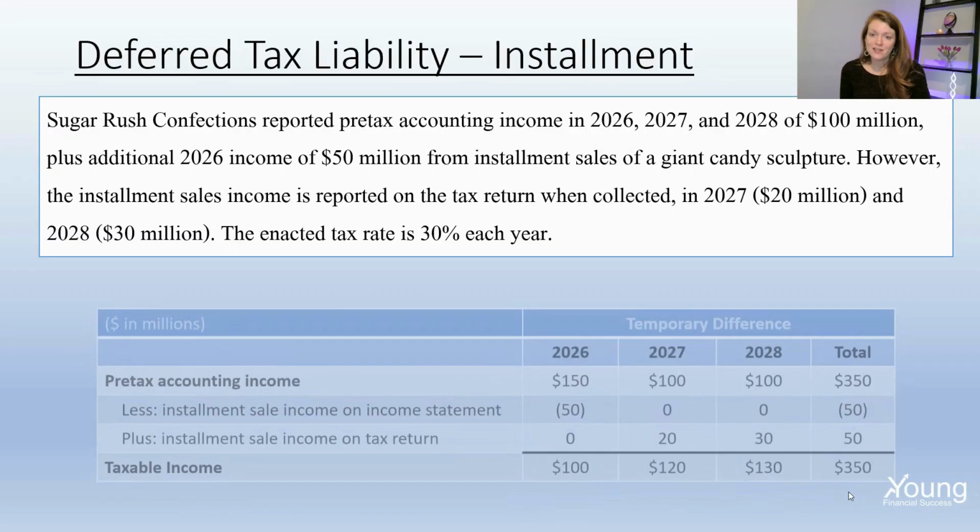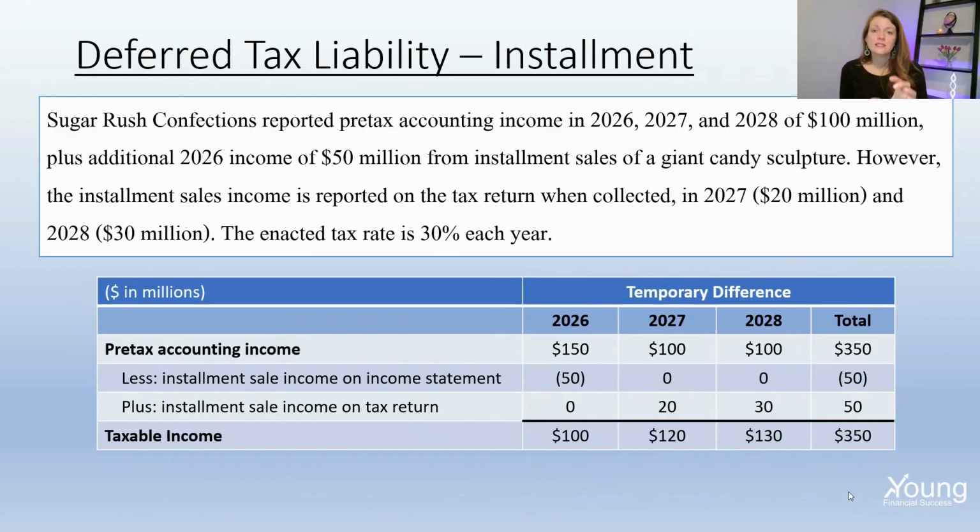So what we have going on here is we've got 2026, they're showing 100 million plus 50 million from the installment sales. Now, this little chart that you're seeing, we are going to see over and over again throughout this chapter. So make sure that this is making sense for you. So you see 2026 pre-tax accounting income is 150 million: the 100 here plus the 50 million from installment sales.